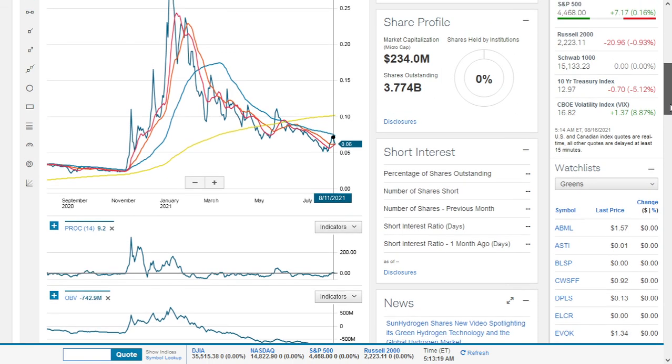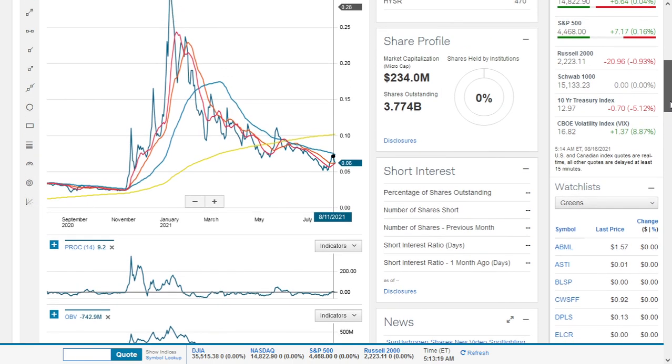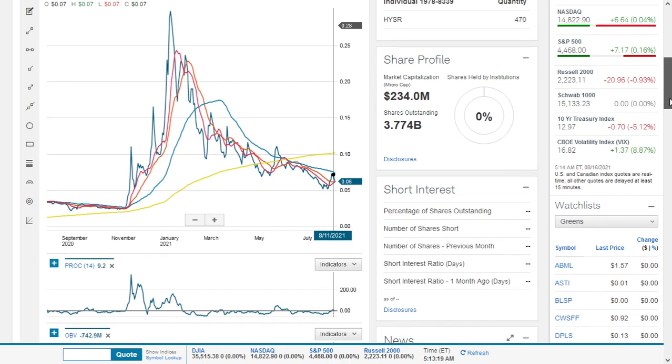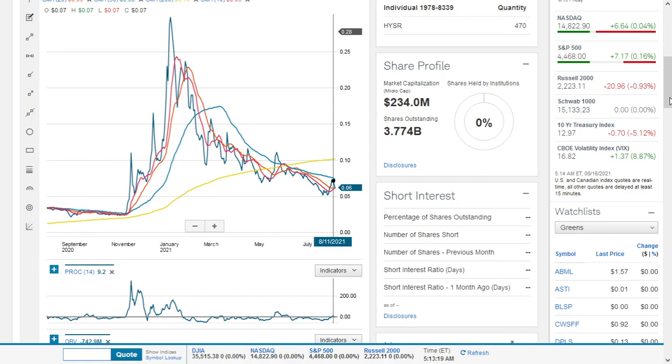The consolidation makes it less volatile and a good opportunity to pick up more positions.